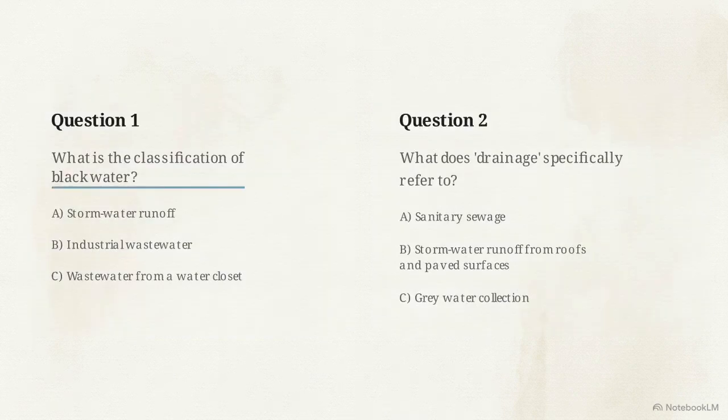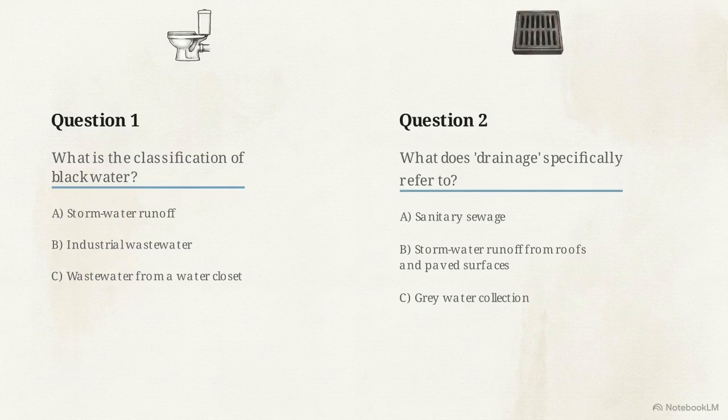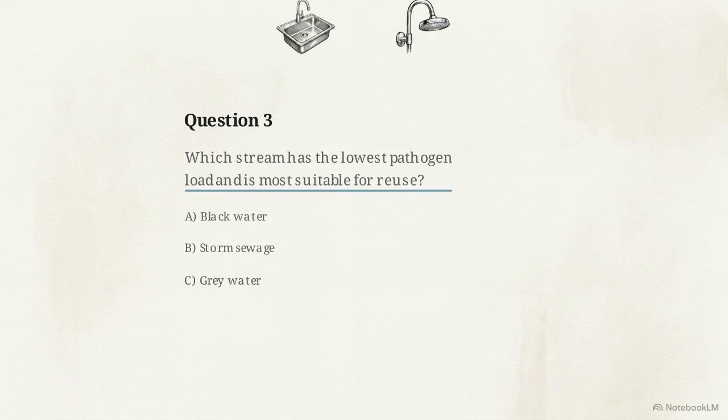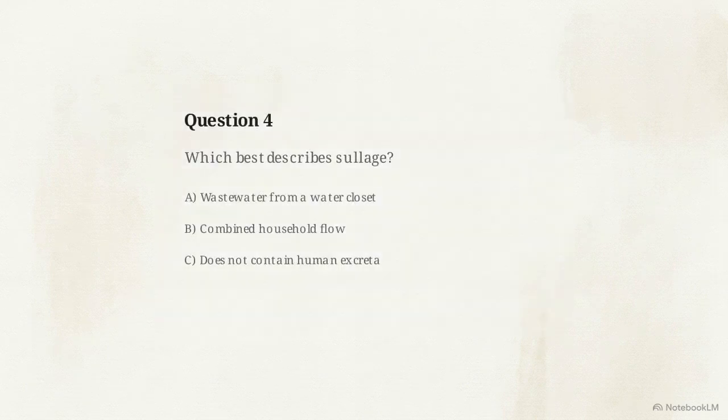Question 1 asks for the classification of black water. The answer is option C, wastewater from a water closet. For question 2, drainage specifically refers to the removal of stormwater from roofs and paved surfaces. Option B is the correct choice. Questions 3 and 4 focus on streams with low pathogen loads. For question 3, the stream most suitable for gardening or flushing is graywater, option C. Question 4 asks for the description of Sullage. Because it contains no human excreta, option C is again the correct answer.